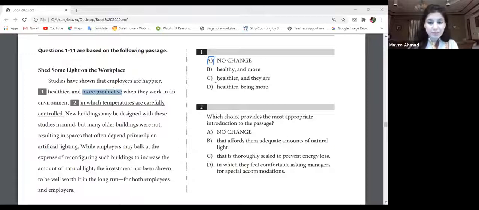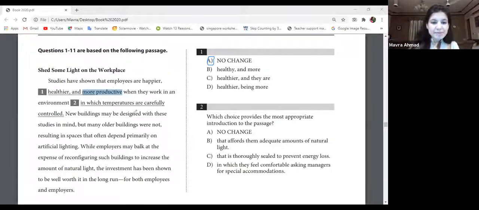Let's look at question number 2. Which choice provides the most appropriate introduction to the passage? अब इसके लिए तो हमें obviously passage को थोड़ा सा और भी go through करना पड़ेगा so that we are 100% sure कि हम जो answer choose करें it's not wrong. So let's read the rest of the passage.